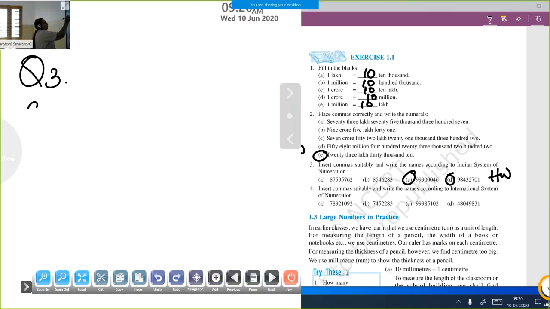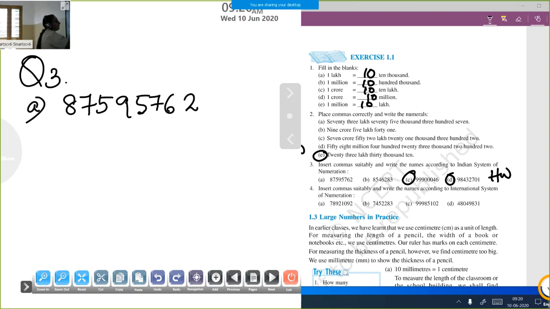So first one, A. What is the A question? 875, the digits are given like this, 875, 957, 62. Teacher is not reading the number now. Later on, after putting the comma, teacher will read the number. So the digits are given 875, 95, 762.